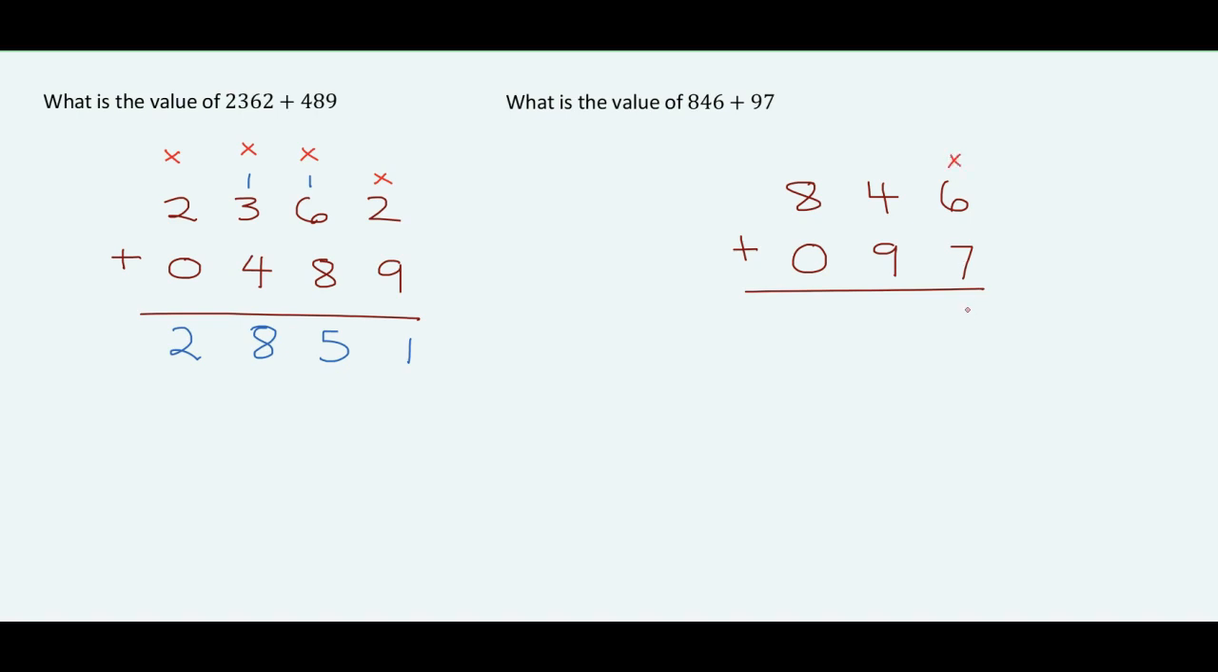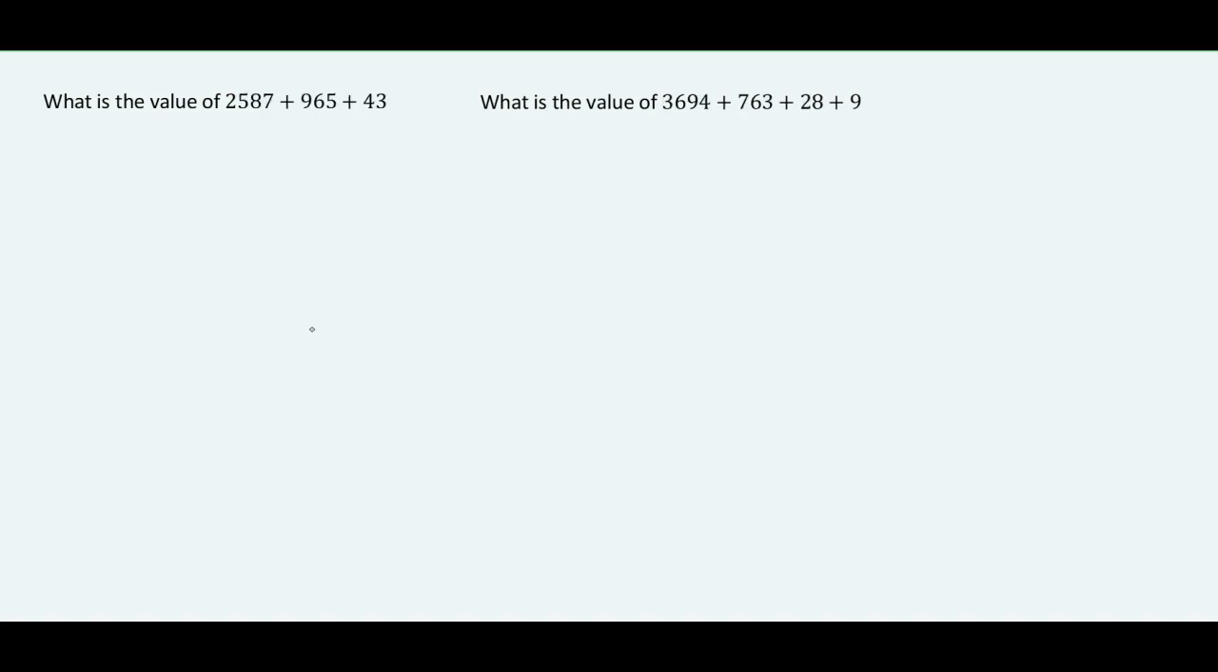6 plus 7, we have 13. So we put a 3 down here, and we carry up a 1. Now let's go to the tens position. 1 plus 4, 5, plus 9, 14. So I put a 4 right here, and we carry a 1 here. Now we go to the hundreds position. 1 plus 8, 9 plus 0 gives us a 9. Now we're going to try a few more examples here.